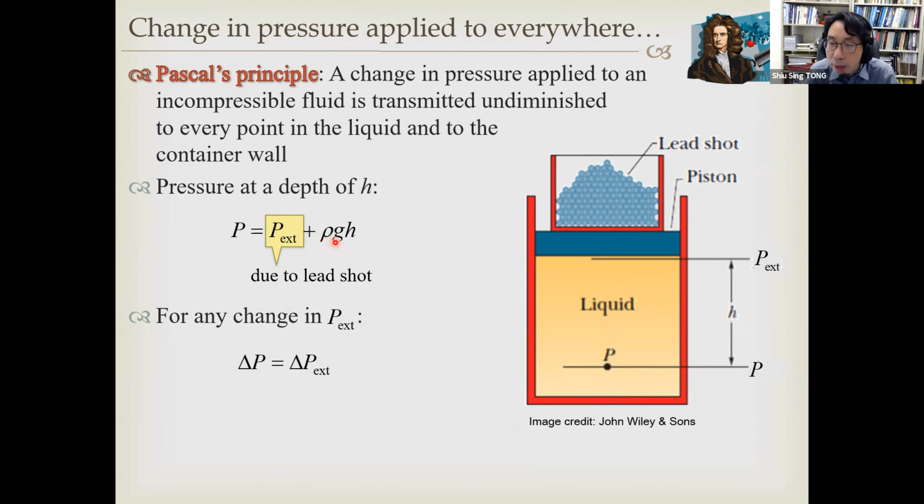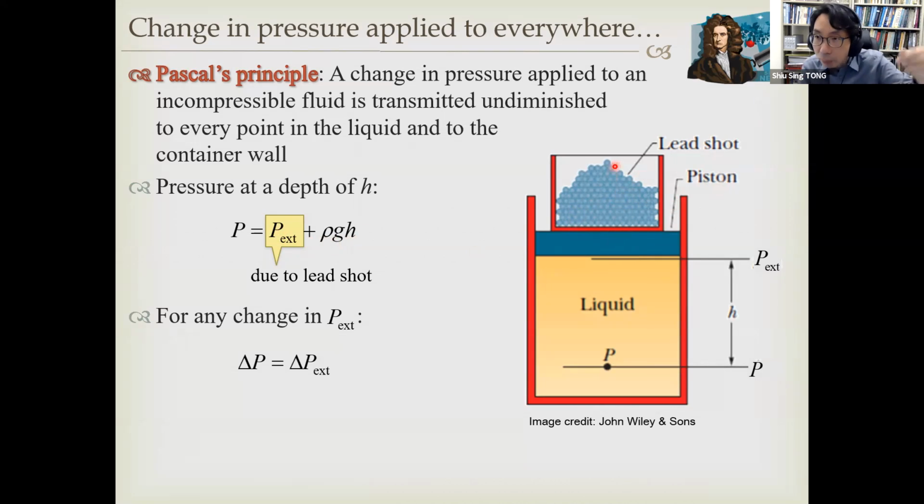Now the pressure is due to two parts. The first part: because my point here is at a depth h below the liquid surface, there will be a pressure due to the hydrostatic force, and that is rho g h. That is due to the weight of the liquid. When you are at a depth h below the liquid surface, you feel a pressure of rho g h. That is the first part. And the second part is due to the lead shot and the piston all together. So this is external pressure due to the weight of the lead shot and also the piston.